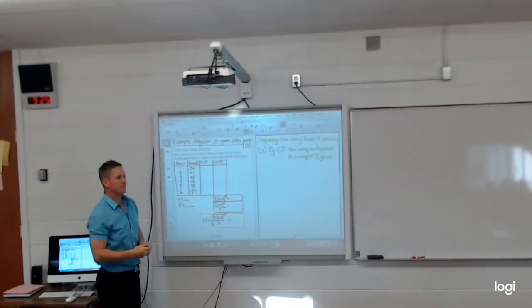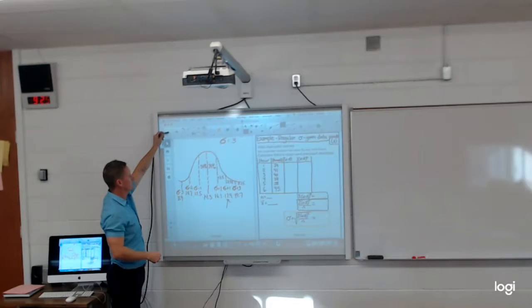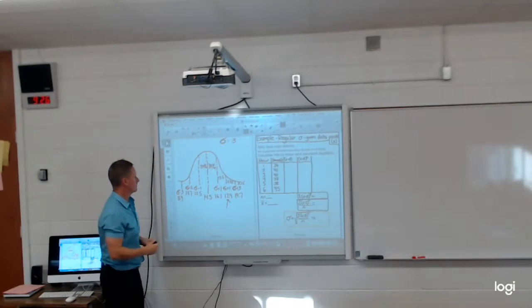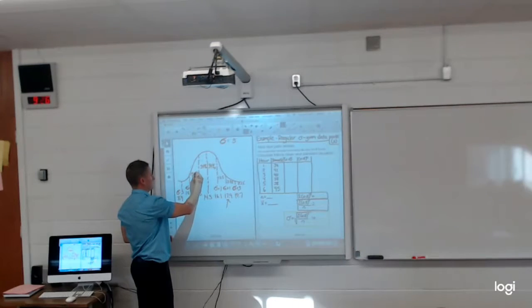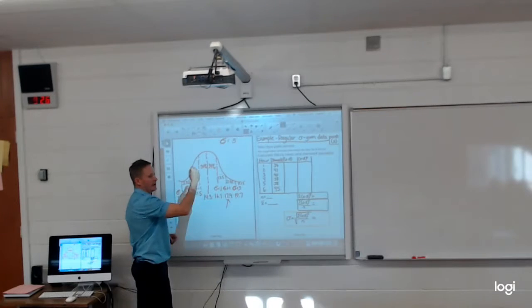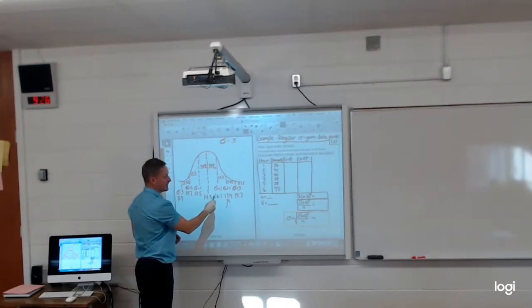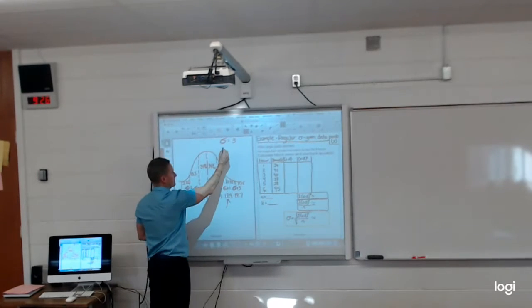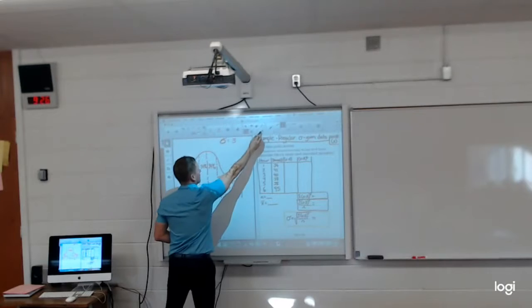Sure. Can you go back to the graph? Like this one? When you're doing your standard deviation, and you do plus one, what does that mean? That means one standard deviation above, so add one standard deviation, depending on what that number is. So in this case, my standard deviation is 1.8.